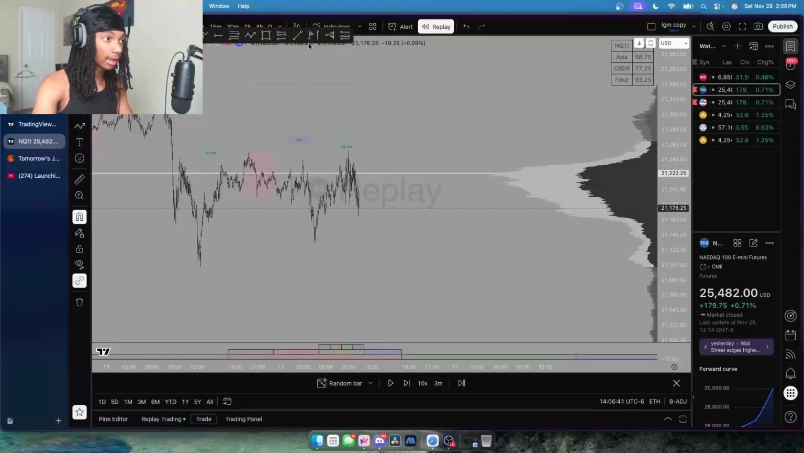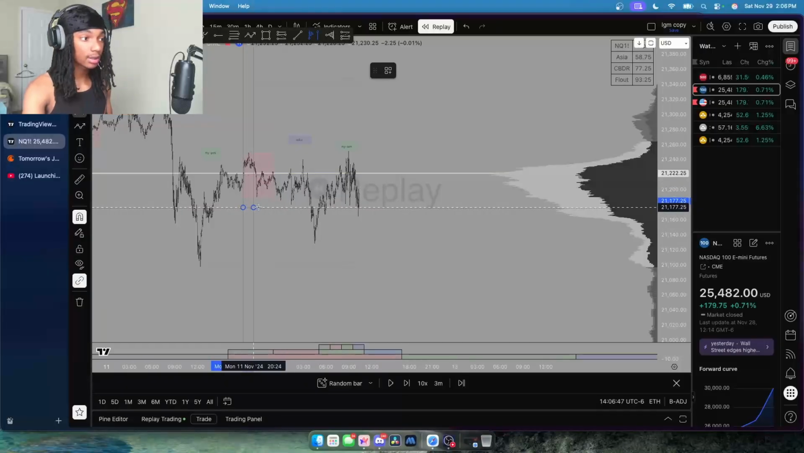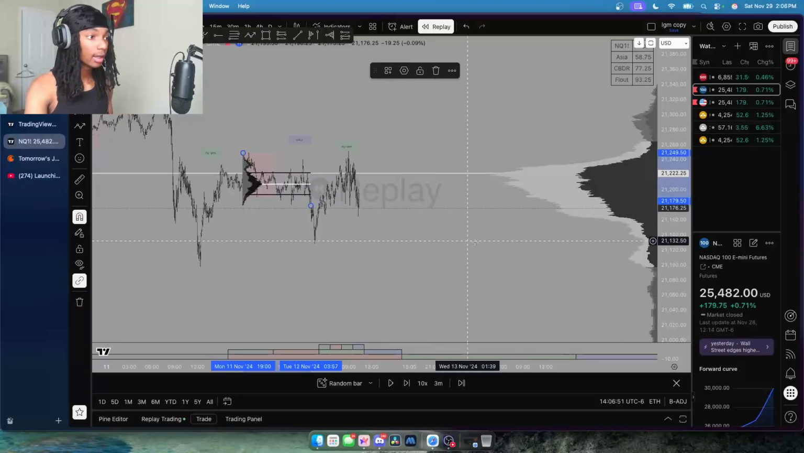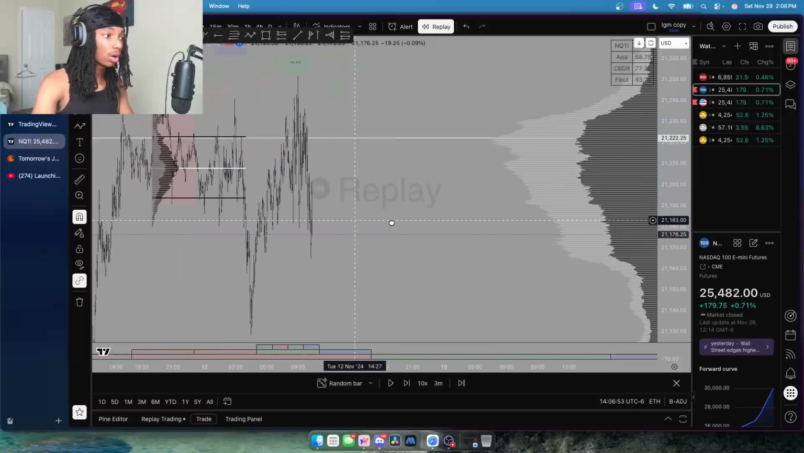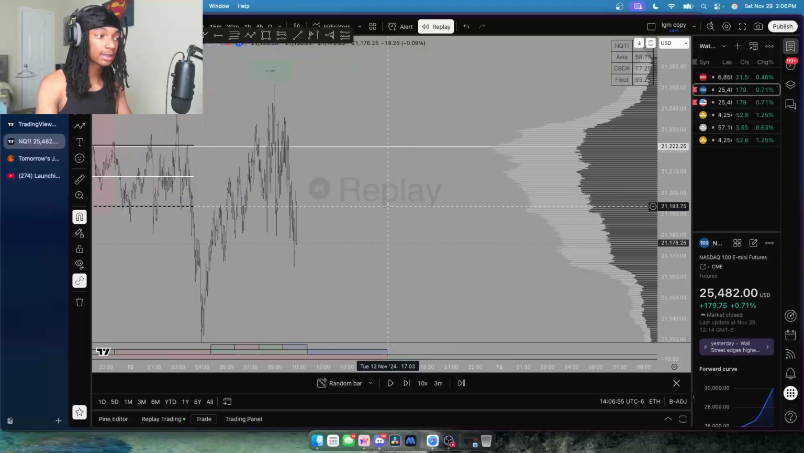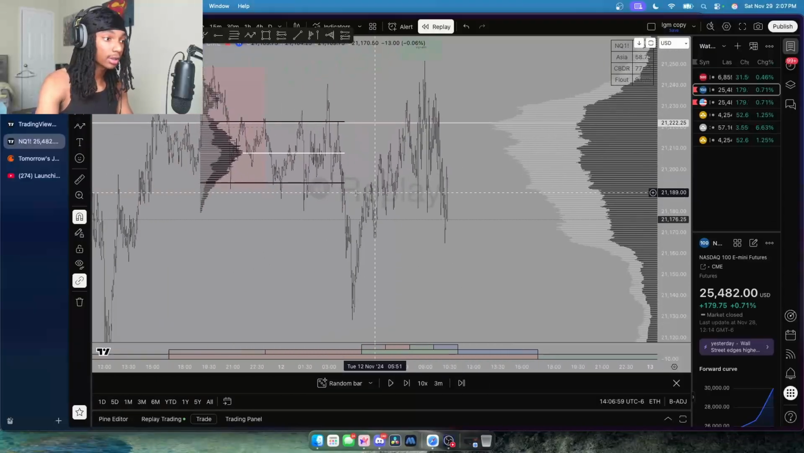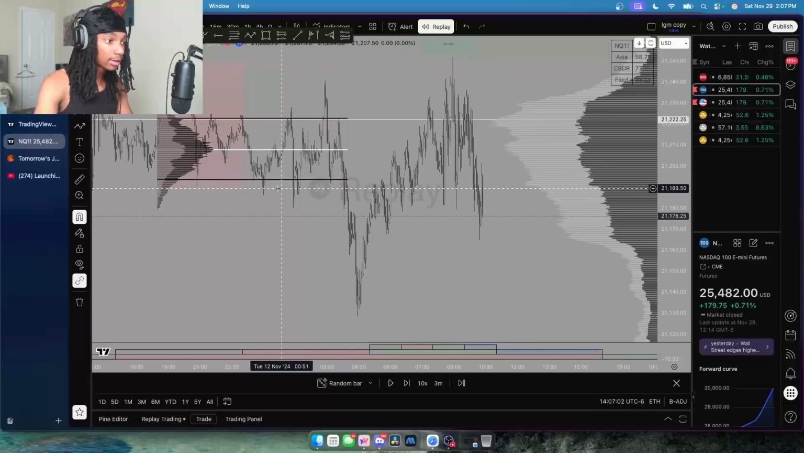And then the next thing I grab is my fixed range volume profile tool. What I do is I drag that from the start of Asia session to the end of London session right here. You know what I'm saying? And what this tells me is the previous overnight session, where we had the most amount of sellers and buyers. So we had the most buyers and sellers in this area right here.